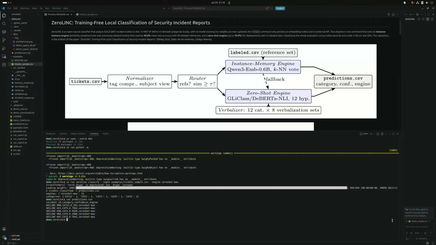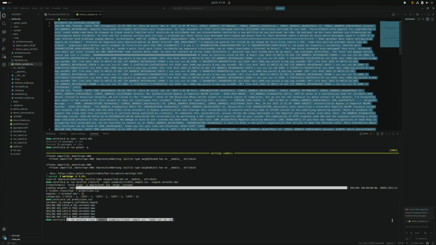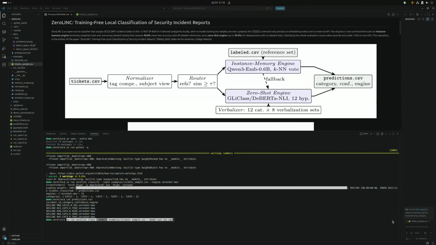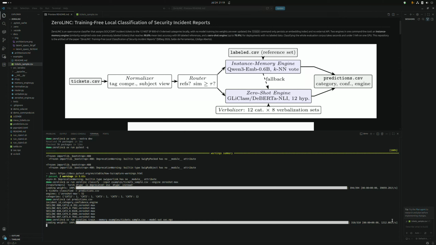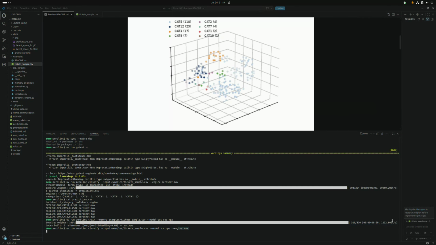Now we will train an index. I will use these tickets that are already classified as a memory, a label, a reference set for this instance memory engine, and it will output the model. Now I will classify the same tickets using the model that I saved, with the engine KNN.